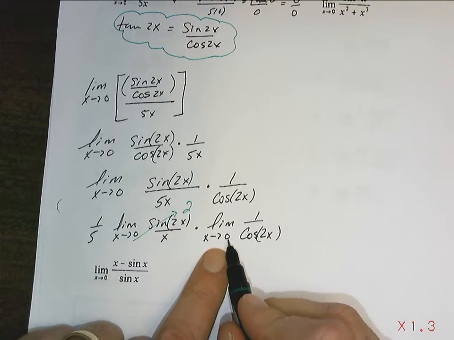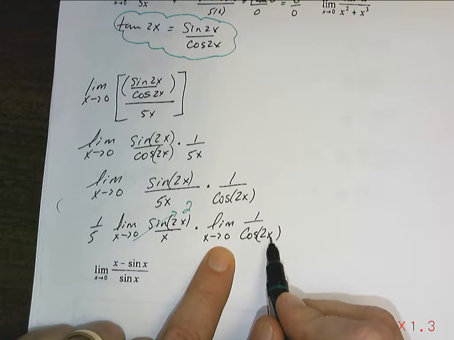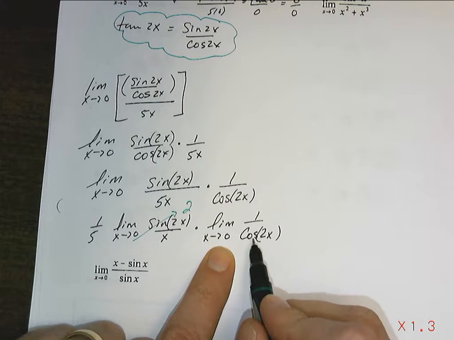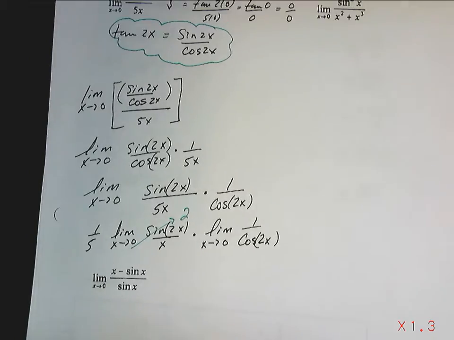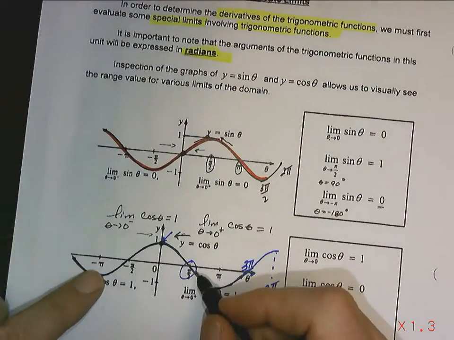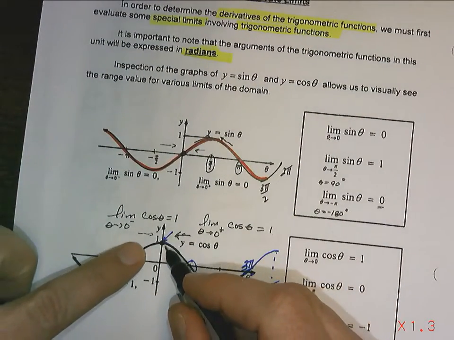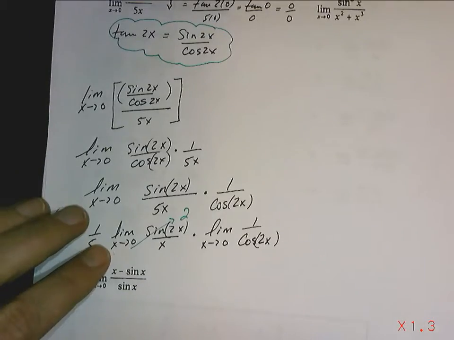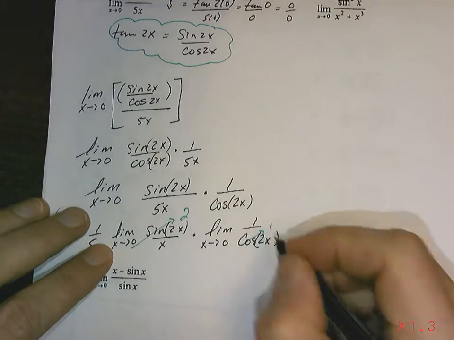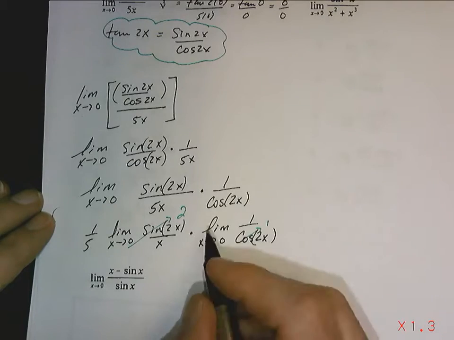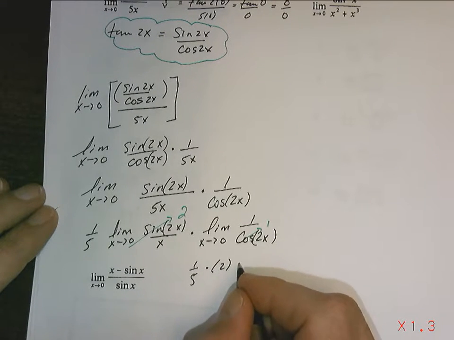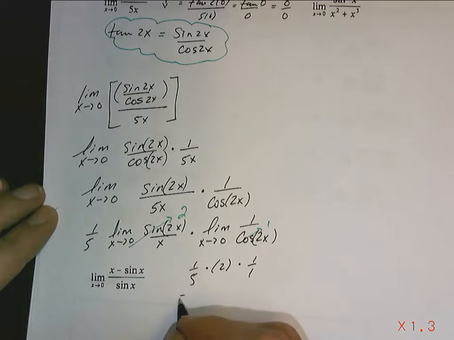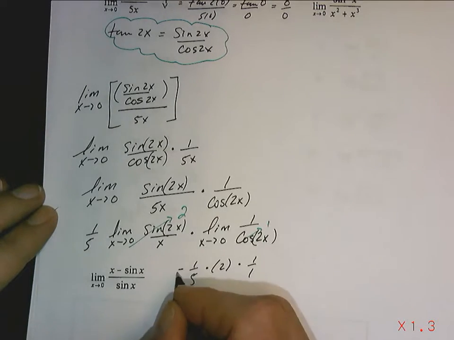As x approaches 0, 2x will approach 0. As 2x approaches 0, cos approaches 0. What happens when theta approaches 0 for cosine? It approaches 1. So this whole thing is going to approach 1. So the whole thing is going to be 1 over 5 times 2 times 1 over 1, which is 2 over 5.